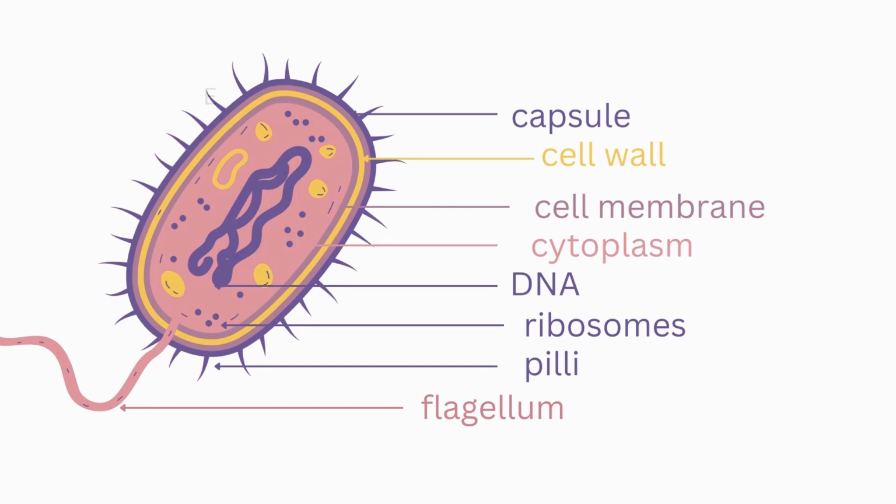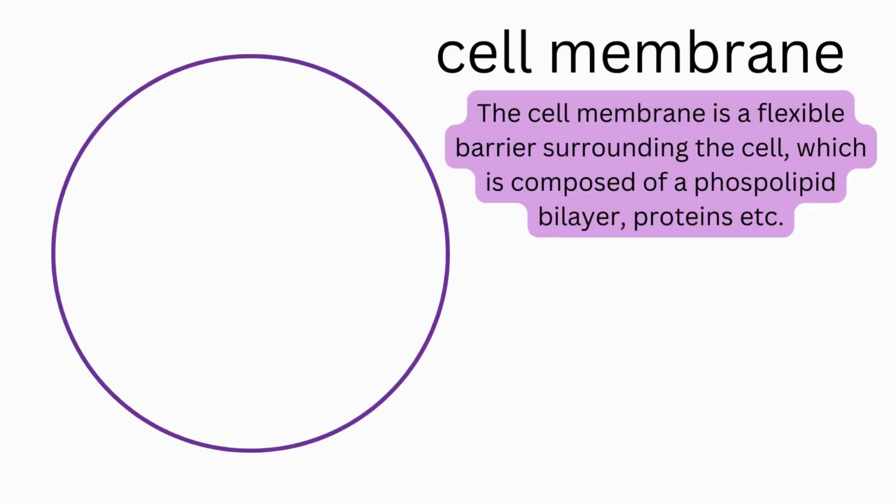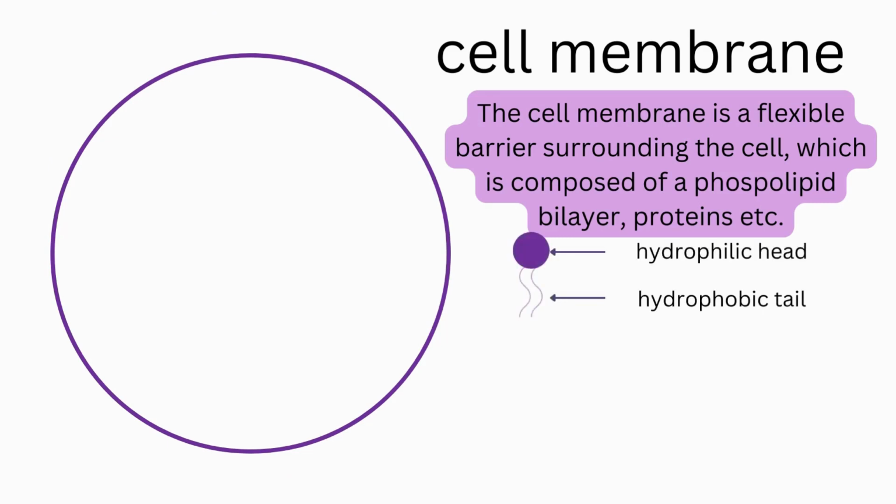Now let's move on to eukaryotic cells, which include cells of animals, plants, fungi, and protists. I'll be describing the animal and plant cells. Animal cells are surrounded by a cell membrane composed of phospholipid bilayer, proteins, and cholesterol. A single phospholipid molecule is composed of a hydrophilic head and two hydrophobic tails. The hydrophilic head has a strong affinity for water, and the hydrophobic tails are water resistant.